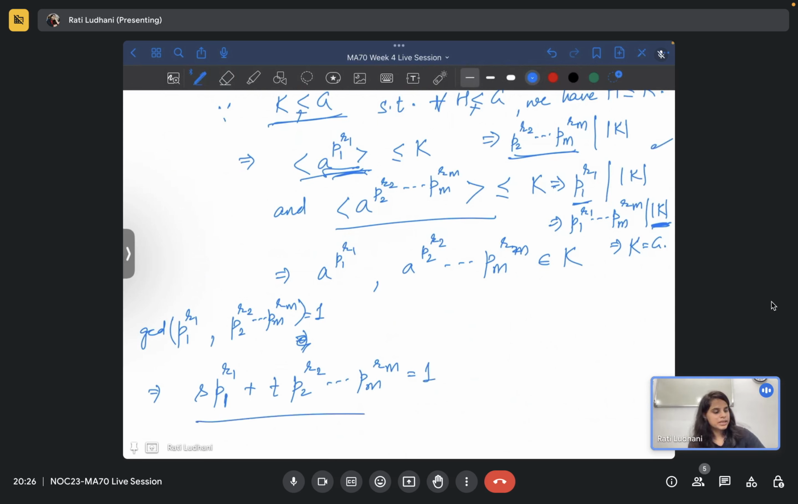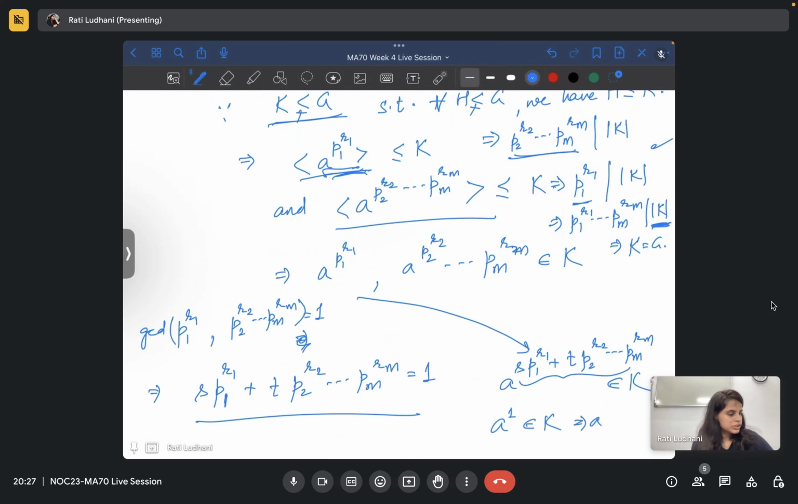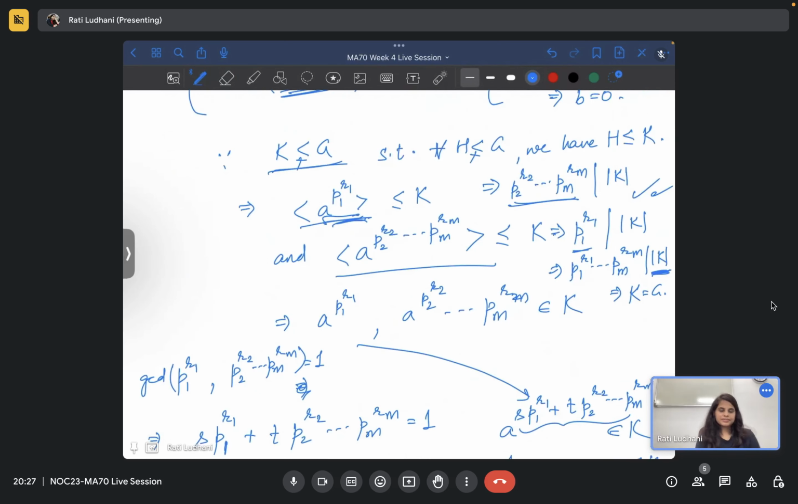So if you take this and you have this thing, this implies t p2 raised to power r2 up to and so on pm raised to power rm will belong to K, but this quantity is 1. So a will belong to K, that means G is there, which is a contradiction. Yeah, but this is a nice argument. Thank you. Yeah, so I'll stop here.